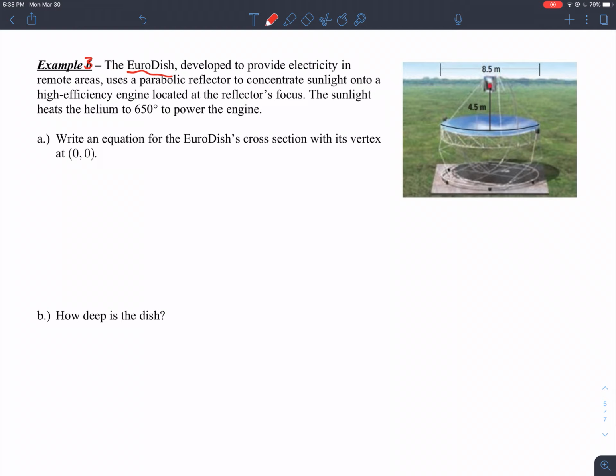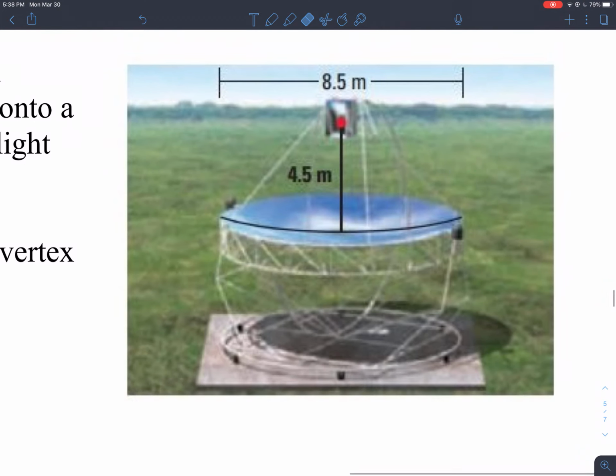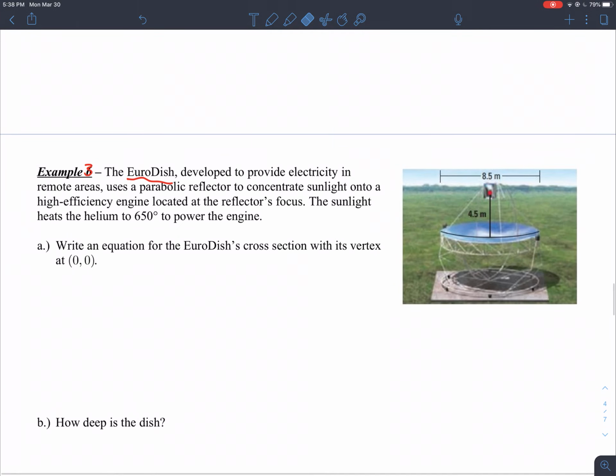It was developed to provide electricity in remote areas. It uses a parabolic reflector to concentrate sunlight onto an engine to generate electricity. This is actually very big. If you look at this, it's very, very big. But the question is this: write an equation for its cross section, the Eurodish's cross section.